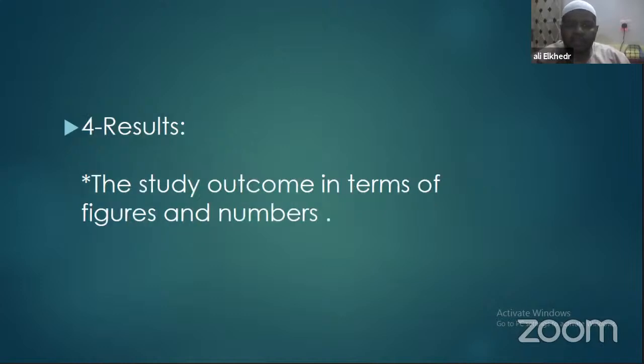The result is the study outcome in terms of figures and numbers. This is different from the conclusion. The conclusion is what you are going to apply in your medical practice, in your best practice. But the result is the outcome in terms of figures and numbers. The percentage of patients, the percentage of patients in whom the association was observed, the percentage of patients taking the drug and developing the complication, for example, and so on. So the results should be written in terms of figures and numbers.